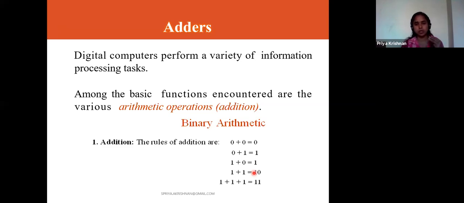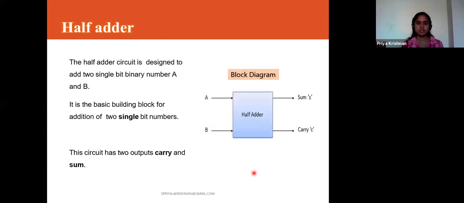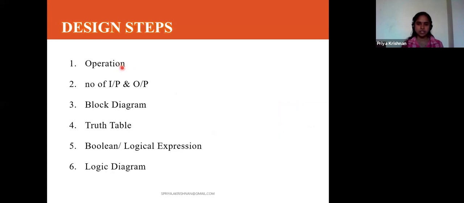And the third point is I want to draw the block diagram of the half adder. See, this is our block diagram of the half adder. Just put half adder, 2 inputs, A and B are my inputs. And then sum and carry are my outputs. So we finished 3 steps of our design. Operation is addition, 2-bit addition. Number of inputs is 2, number of outputs is 2. Block diagram we finished. Then next one is truth table.